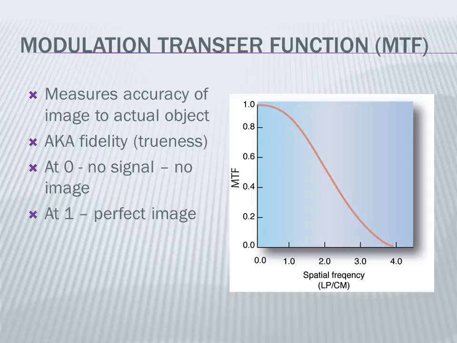Modulation transfer function. It's the percent of an object contrast that is recorded by the imaging system. It measures accuracy of an image to the actual object, also known as fidelity or its trueness. At 0, there's no signal, no image. At 1, it becomes a perfect image. So 1 line pair per centimeter. 3.0 drops the MTF. So again, it's a scale really from 0 to 1 and plotted to the size of the object.